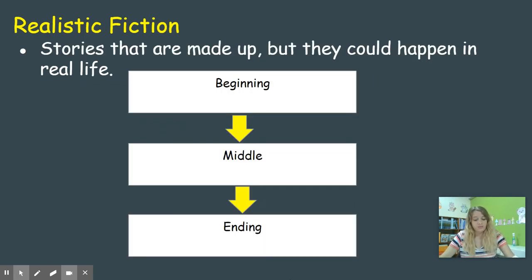All right, so realistic fiction is stories that are made up, but they could happen in real life. So what can help you is if we do beginning, middle, and ending as a graphic organizer. Okay. So I want you to know that realistic fiction stories are about people doing things that could really happen. Okay, so then we're going to use this graphic organizer to help us with our story.